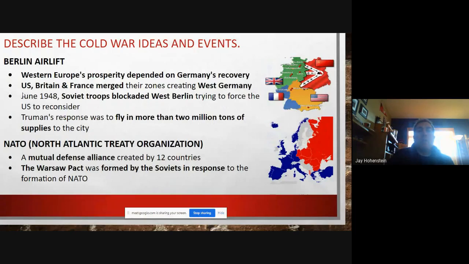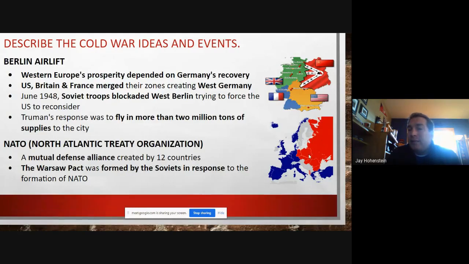We do then have moments that we saw in class before we wrapped up together, the Berlin airlift, where we're actually sending supplies into Berlin because Russia tries to shut down Berlin and get the Americans out of Berlin itself. We create NATO. So if you look at all of these blue countries, this is an alliance system that we set up so that if ever Russia attacks one of these countries, we will then jump in on their side. Russia creates the Warsaw Pact, which is similar.